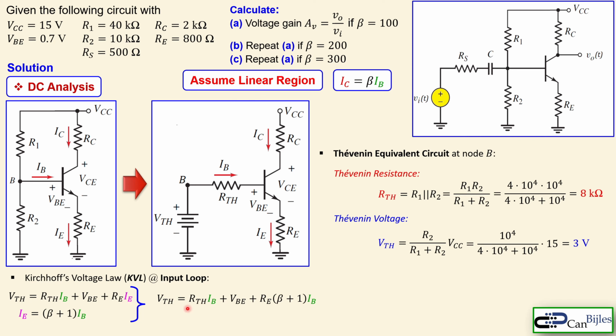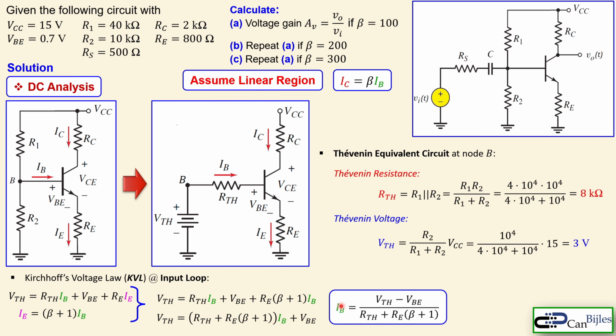Now you can see that the equation has only one unknown, which is the base current. Now we can collect terms, and we have a coefficient for the base current. And now you can have an expression for the base current in terms of the rest of the parameters. These are all known because you know the Thevenin voltage, the VBE, the Thevenin resistance, and also RE and the beta. So this can be calculated for a specific beta and other parameters in our circuit.